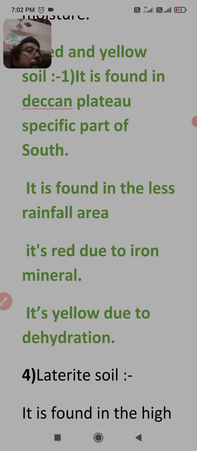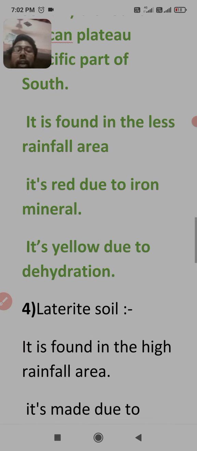And there can be a separate objective type question in the exam. Name why the red soil is red. You can answer that it is due to the presence of iron. And it's yellow due to dehydration and lack of water.